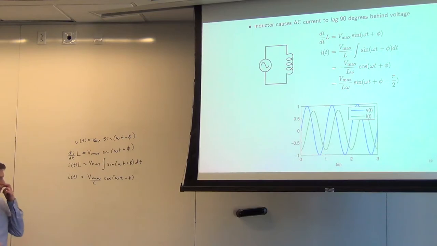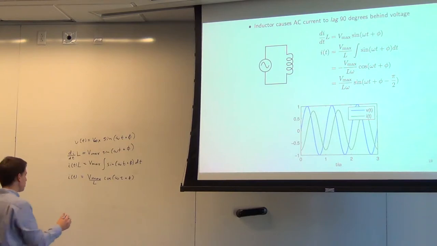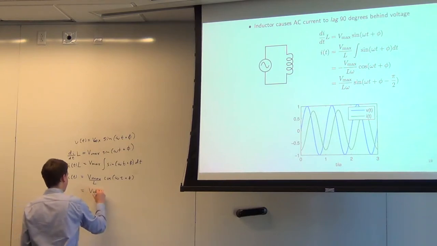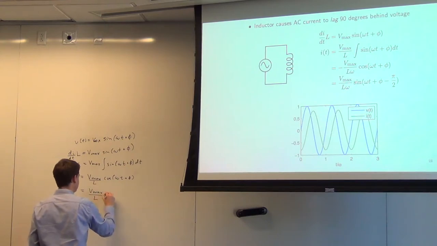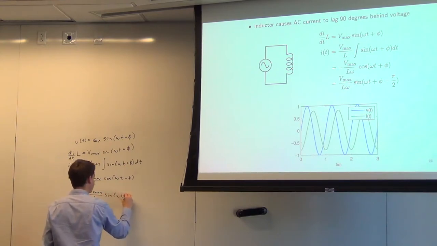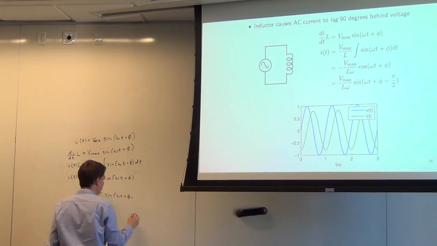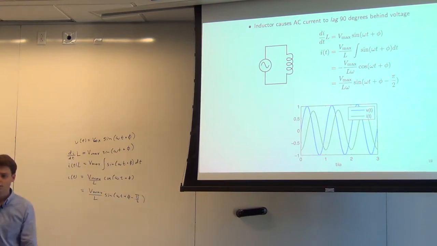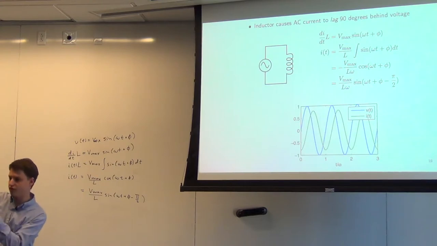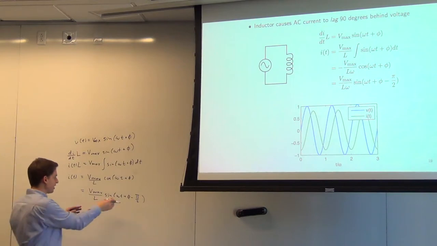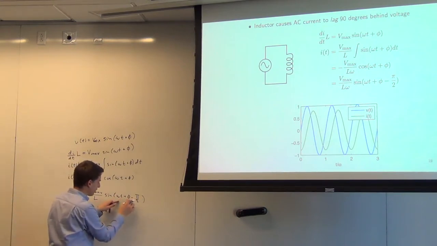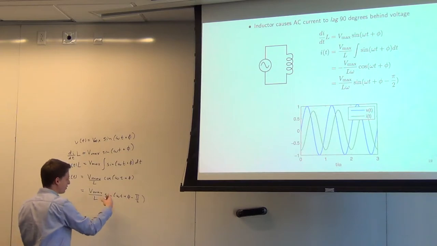Now I'm going to say that the cosine is the same function as the sine, just offset by a little bit. This also equals Vmax over omega L times the sine of omega t plus phi minus pi over 2. The cosine is just the sine where you take the input and subtract pi over 2, and that becomes the cosine.